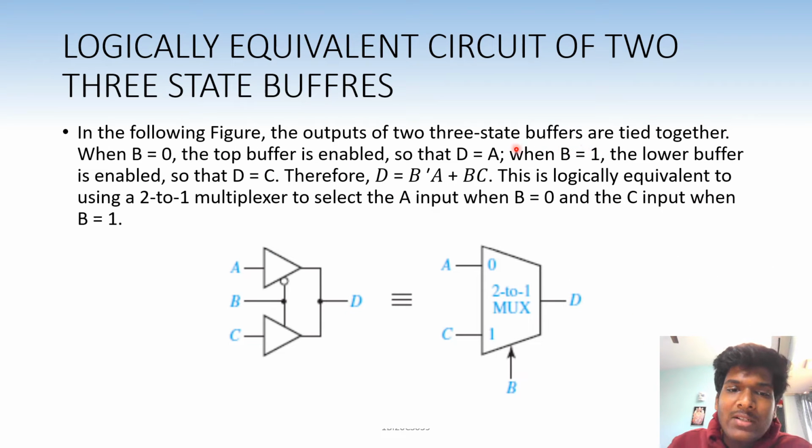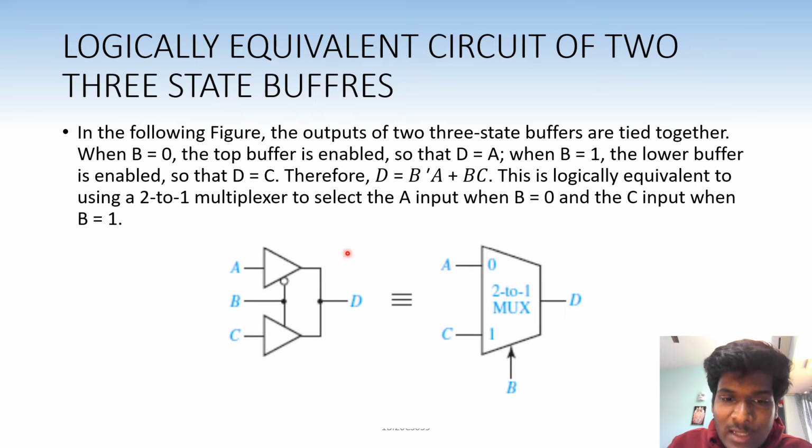Logically equivalent circuit of two three-state buffers. In the following figure, the outputs of two three-state buffers are tied together. Therefore, when B is 0, the top buffer is enabled. The top buffer is enabled when B is 0 because the enable bit B for the top buffer is inverted. As it is inverted, the top buffer will be enabled only when B is 0.